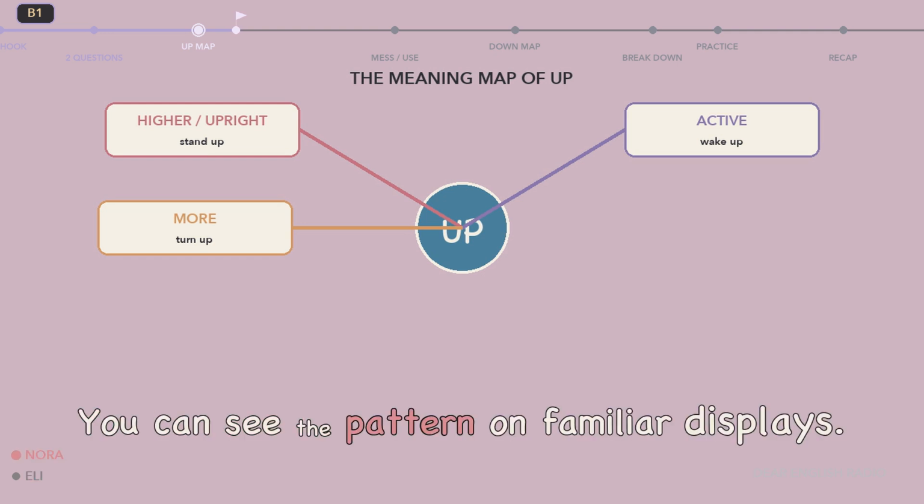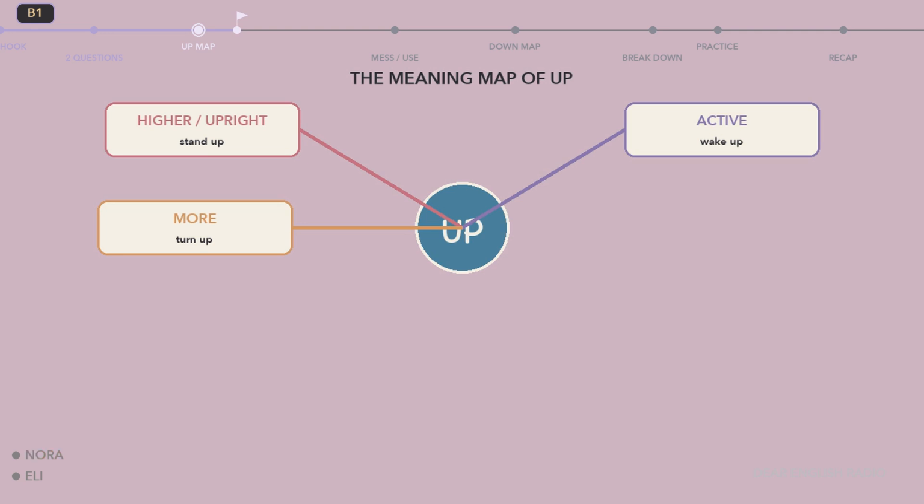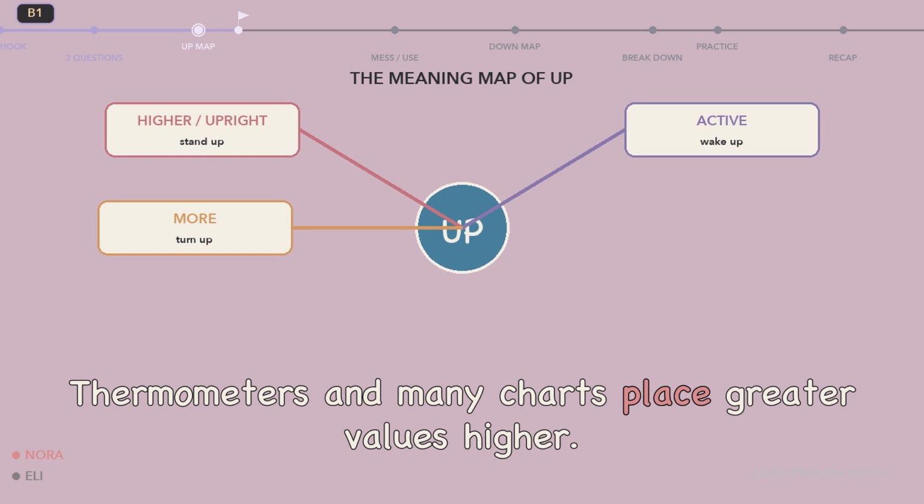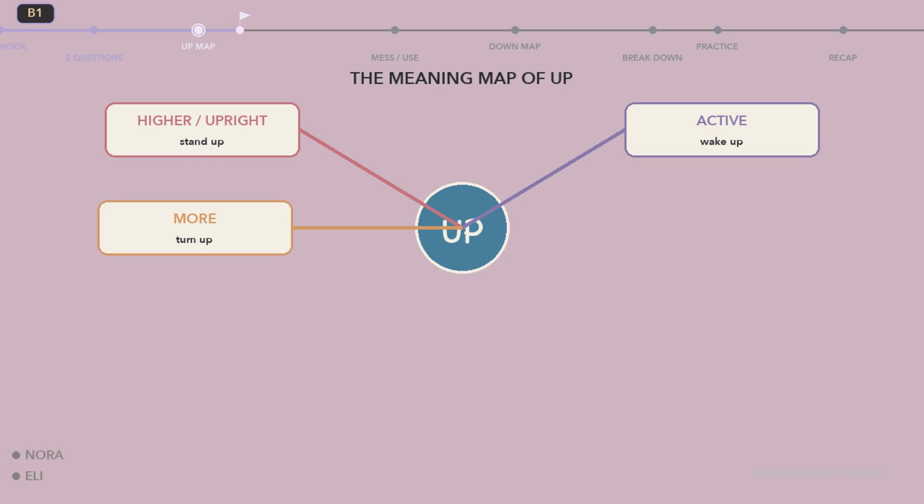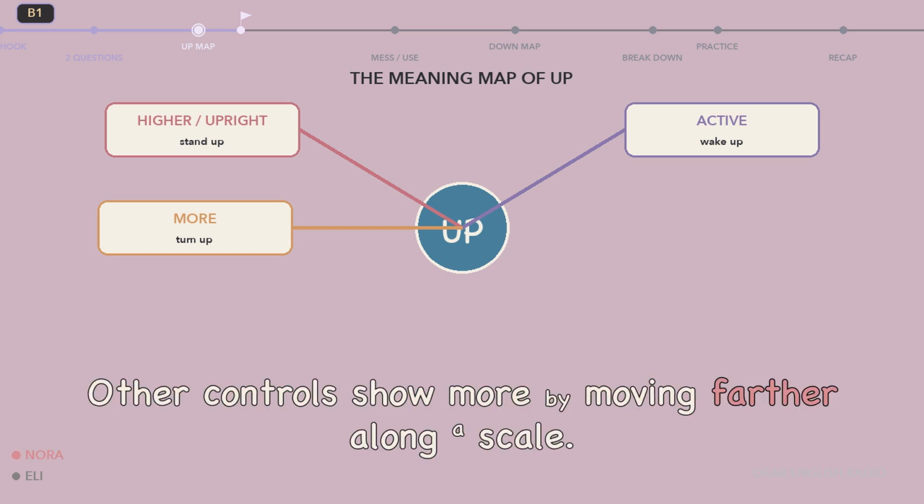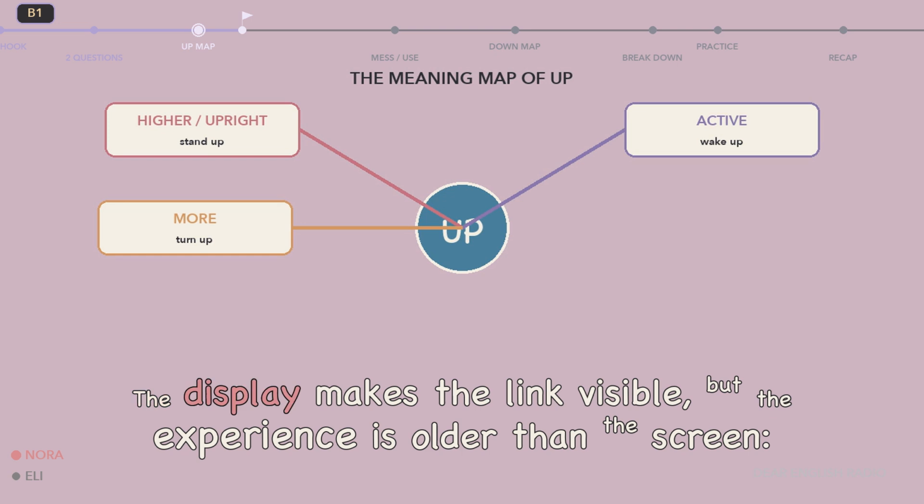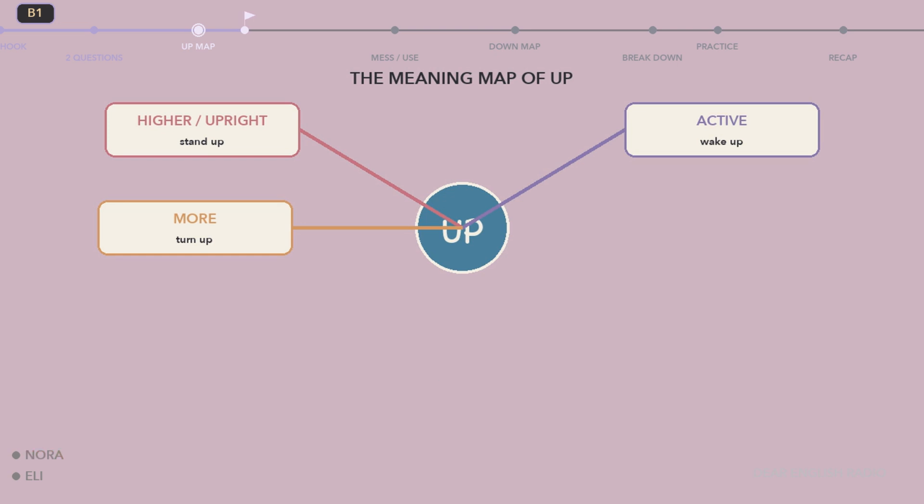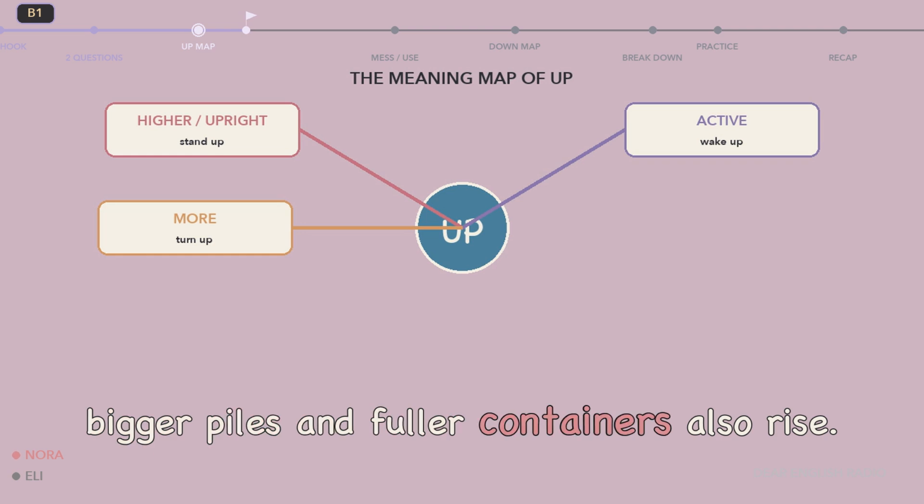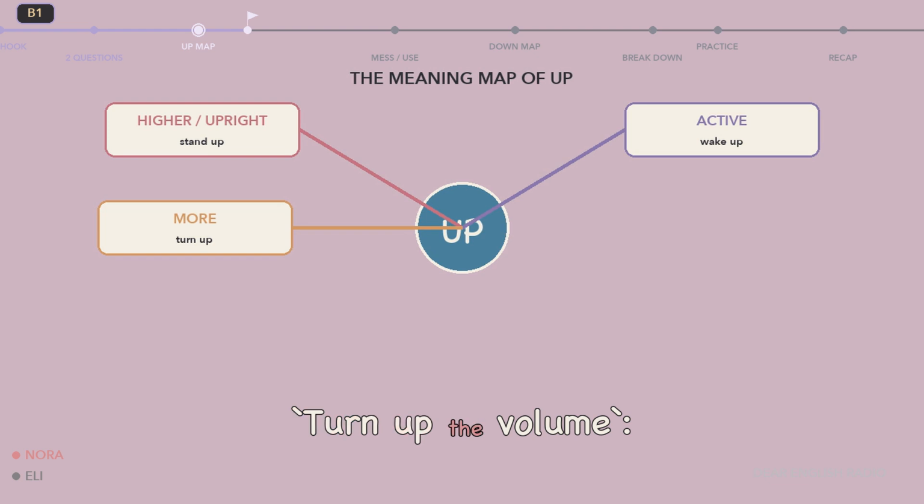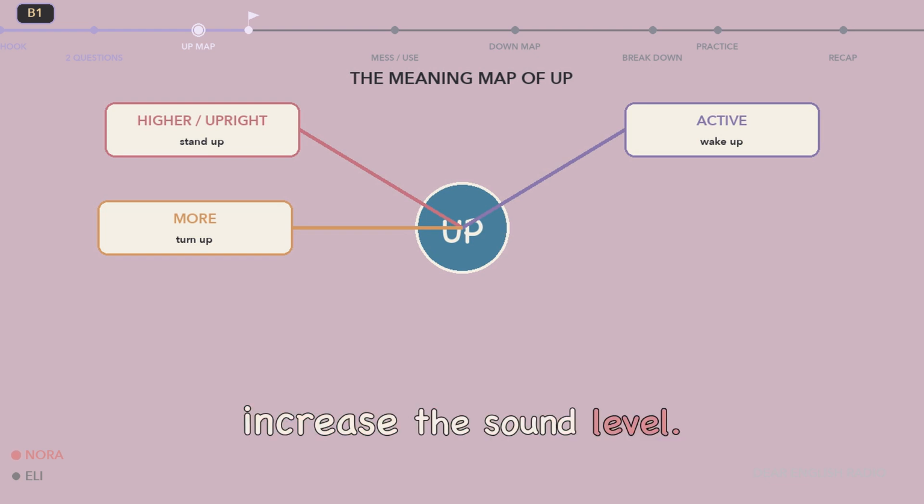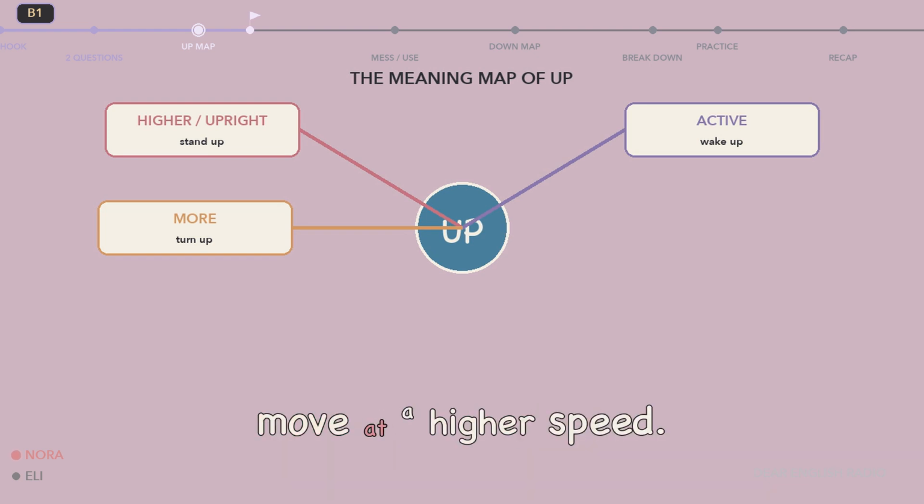You can see the pattern on familiar displays. Thermometers and many charts place greater values higher. Other controls show more by moving farther along a scale. The display makes the link visible, but the experience is older than the screen. Bigger piles and fuller containers also rise. Turn up the volume, increase the sound level, speed up, move at a higher speed. Prices went up, the number increased.